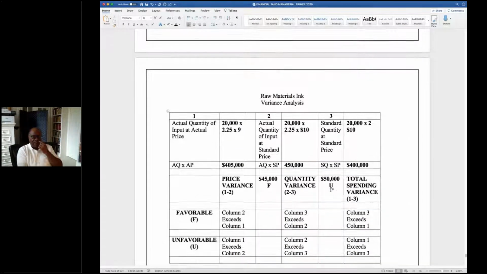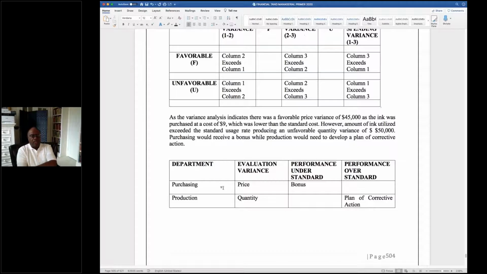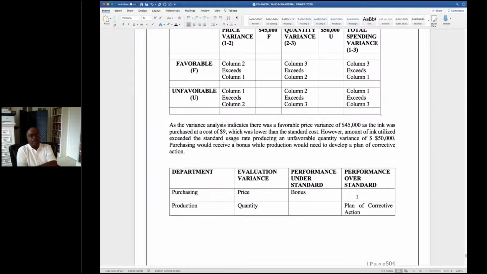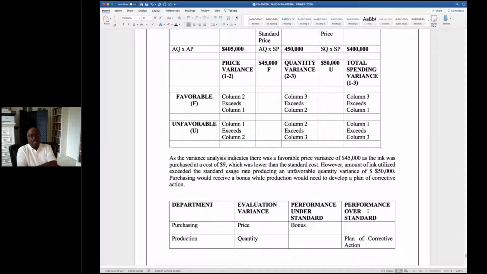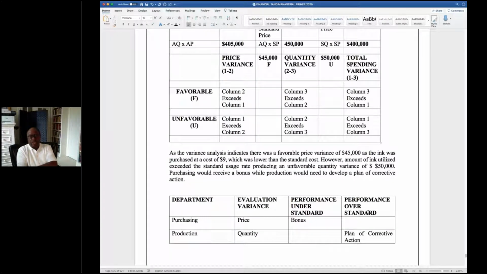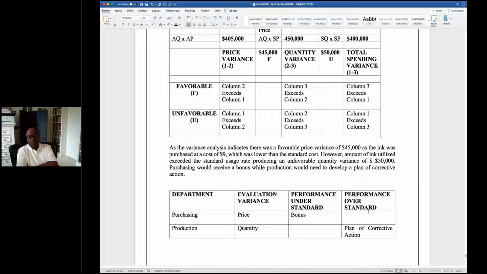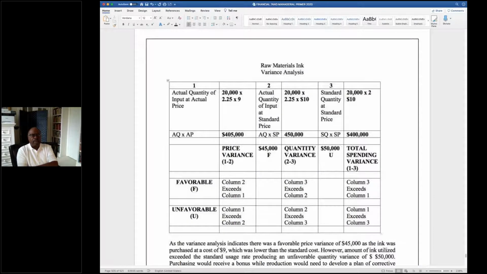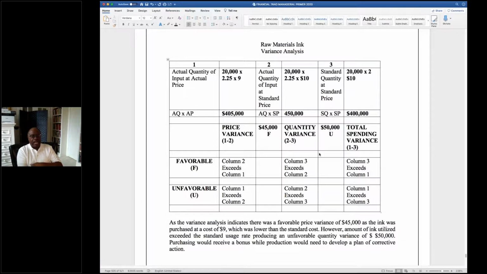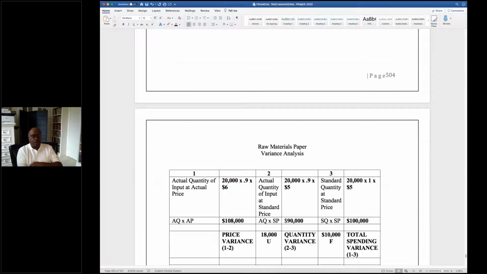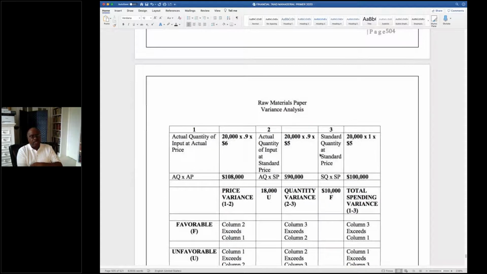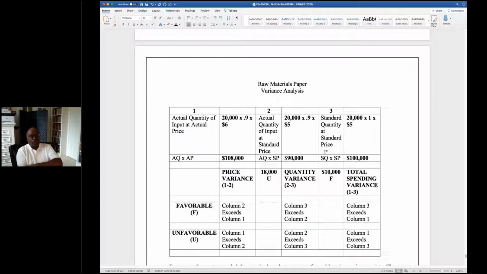So we're breaking it down. In this case, for the people in purchasing, we give them a bonus, but for the people who are not holding that ink to 2, they've got to get a plan of corrective action because we studied it and it should only take 2 cartridges. So the work is being sloppy. Okay? So that's where we are on the raw materials ink. We're just doing 3 items here, but if you run your company, you've got to do this because you've got to control costs.